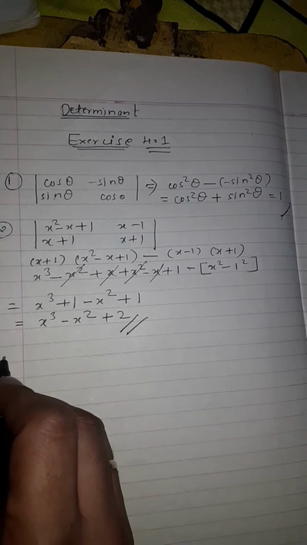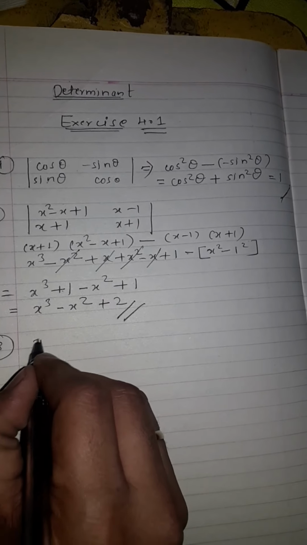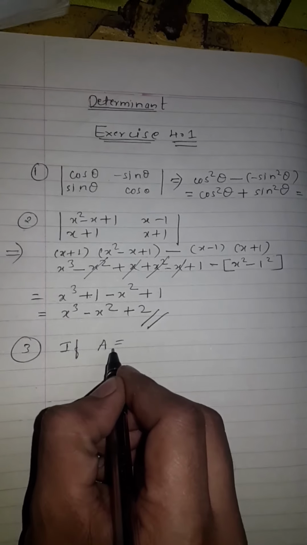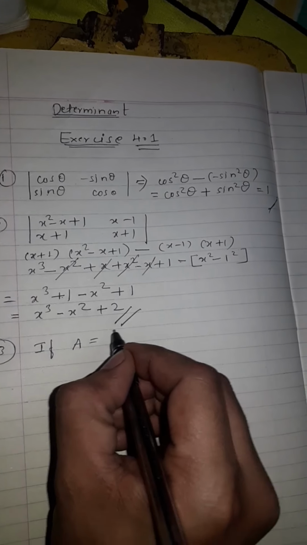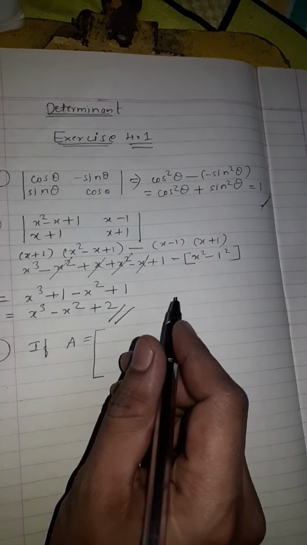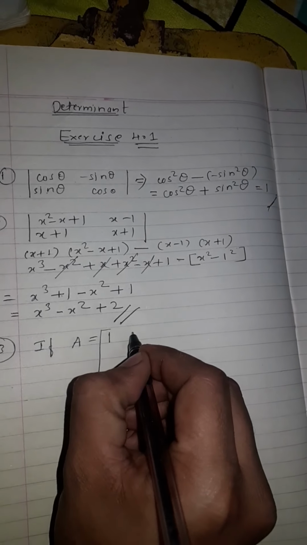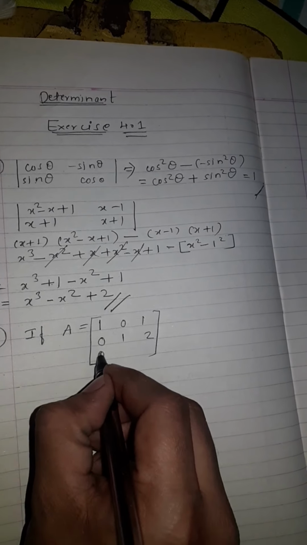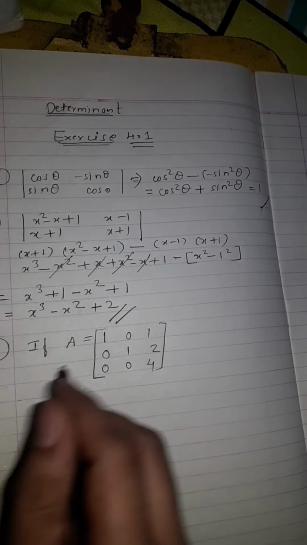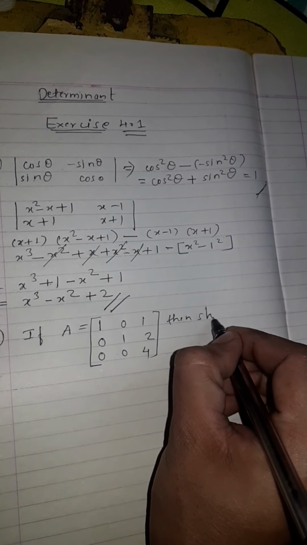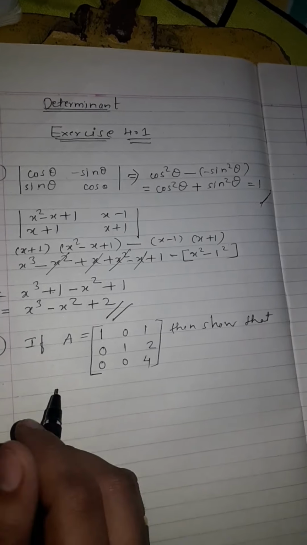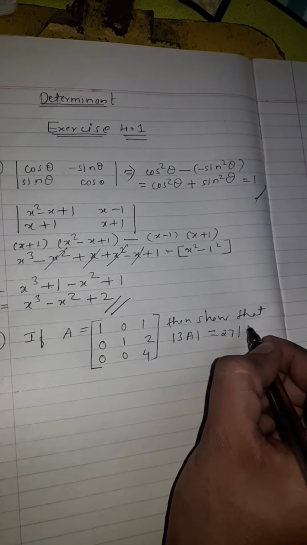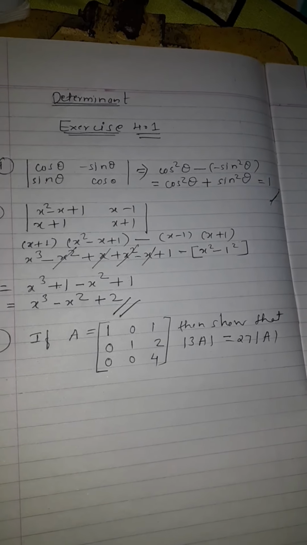Now the third one. I will do it for 3 cross 3, because a similar type of example is there in 2 cross 2 order also, but I will solve it for 3 cross 3. If A is equal to the matrix 1 0 1, 0 1 2, 0 0 4, then show that the determinant of 3A is equal to 27 into the determinant of A.